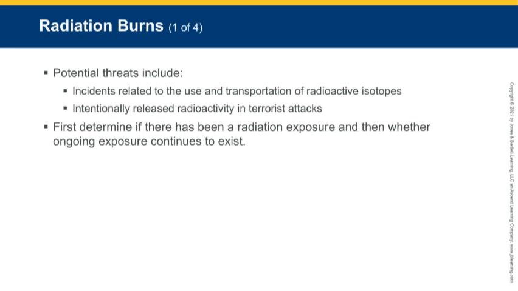Radiation burns can occur in a variety of situations, including incidents involving radioactive isotopes and intentional radiation exposure, such as in terrorist attacks. The first priority in managing radiation burns is to determine whether the patient is still being exposed to radiation and whether ongoing exposure poses a threat to first responders. Proper decontamination and safety precautions are essential to minimize further harm.